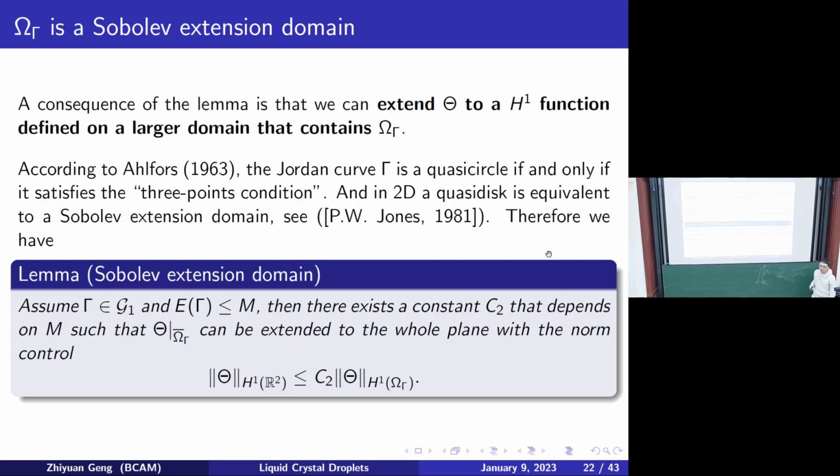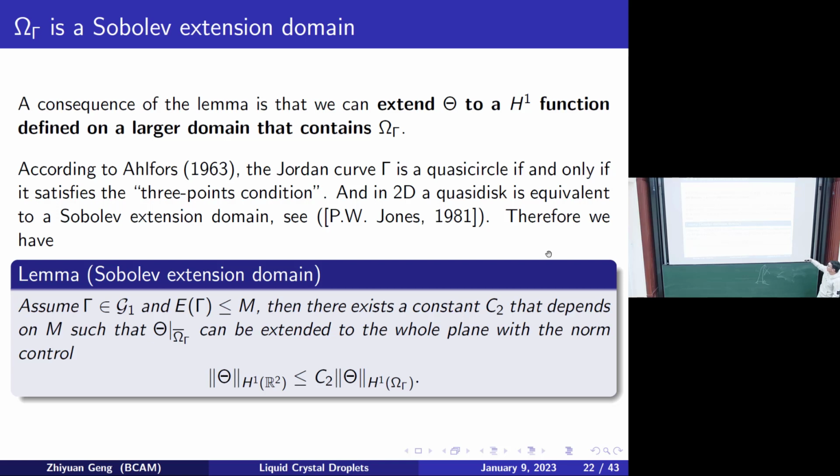For this we use some classical results in the theory of conformal mapping. It is due to Ahlfors that a Jordan curve gamma is a quasi-circle if and only if it satisfies the 3-point condition. The quasi-circle is the image of the circle under a quasi-conformal mapping in the complex plane. In particular, in 2-dimensional space, a quasi-disk is equivalent to a Sobolev extension domain, due to Jones. The quasi-disk is just a domain enclosed by this quasi-circle.